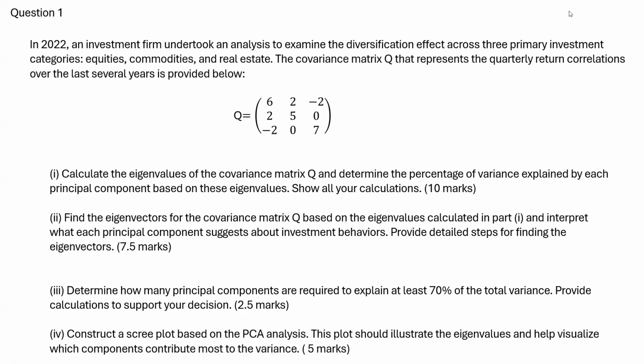The third part is: determine how many principal components are required to explain at least 70% of the total variance. Provide the calculations to support your decision. That's 2.5 marks. Again, you have to look at the weighting of the marks to see how long you should spend on each part or how important each part is. The fourth part of the question is: construct a scree plot based on the PCA analysis. This plot should illustrate the eigenvalues and help visualize which components contribute most to the variance. Again, that's 5 marks. So it's quite a solid question, quite dense, but we look at it part by part.